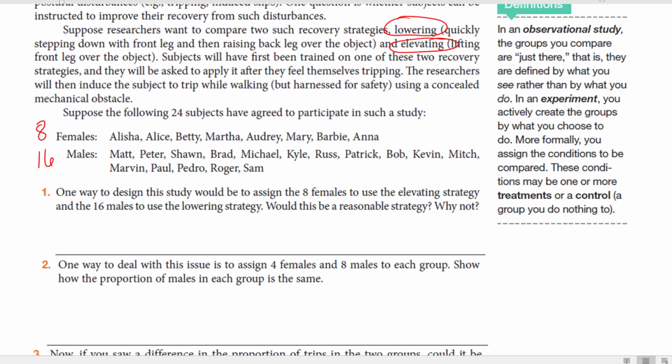So notice, as we discussed in our previous videos in this module, this would not be a good strategy because you would really purposefully be introducing a confounding variable. If we did it that way, then if we found that the elevating strategy people did better, for example, we couldn't say that it was the fact that they were using the elevating strategy that made them do better. It could be the fact that they were female that made them do better. So gender would have been a confounding variable. It would not allow us to say that the strategy itself is causing the difference.